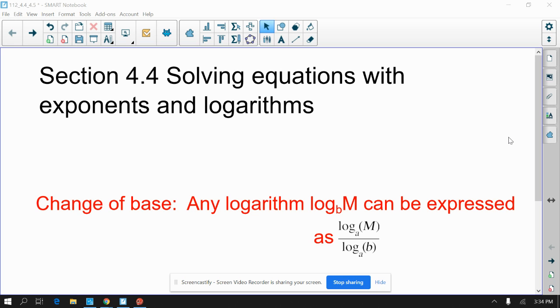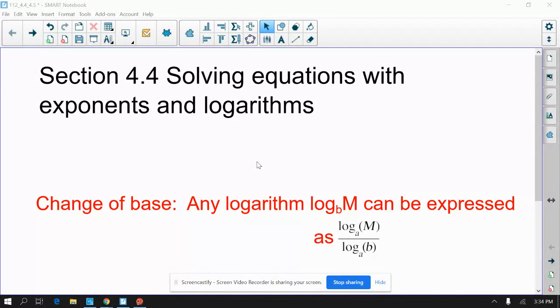Hello, everybody. So here's section 4.4. This one's going to take a couple of days. The first two-thirds is solving, so there's lots of algebra, and the last third is applying that, which is not too bad, I don't think. But we have to be very, very comfortable with our log properties, which is section 4.3, and evaluating logs, which is section 4.2.